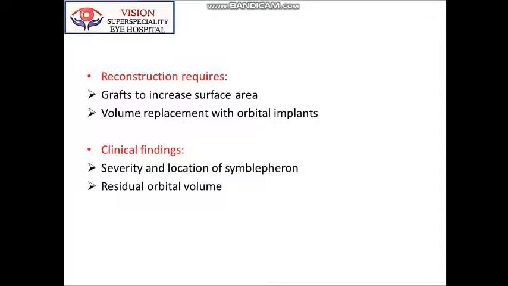So reconstruction of a contracted socket requires grafts to increase surface area and volume replacement with orbital implants. Since the presentation of a contracted socket is variable and management is always tailored to the specific needs of the patient, management is based on two important clinical findings. The first, severity and location of symblepharon, and the second, amount of residual orbital volume.